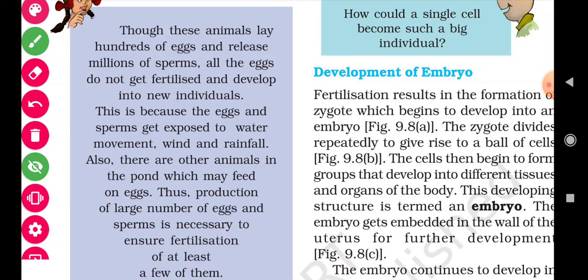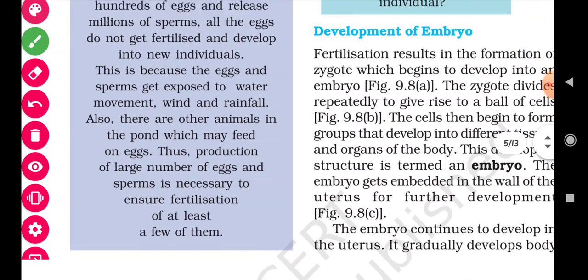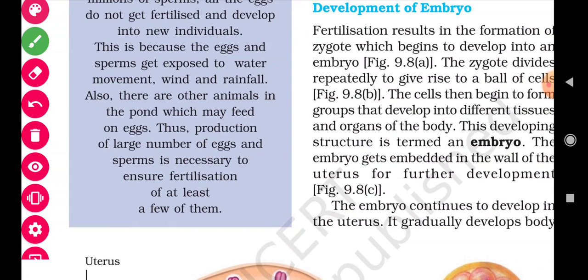This is because the eggs and the sperm get exposed to water movement, wind movement, and the rainfall. Also, there are other animals in the pond which may feed on eggs. Thus, production of a large number of eggs and sperm is necessary to ensure fertilization of at least a few of them.